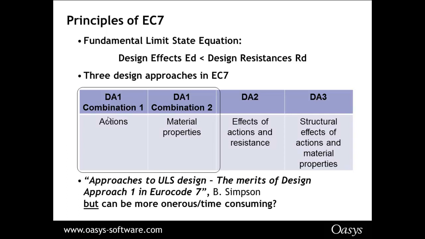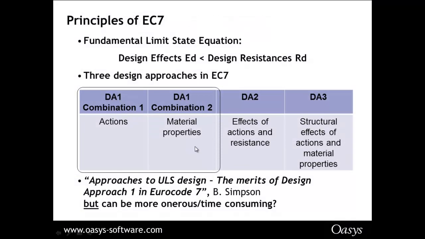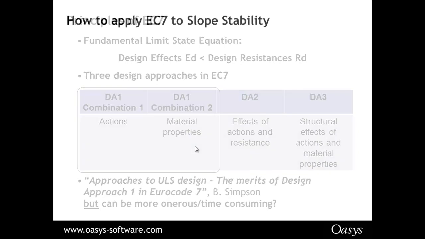There is a discussion with regards to which is best, and I suggest you have a look at the approach to ULS design, the merits of design approach 1, because it shows that there are some benefits of using it, but it can be more onerous because you've got 2 combinations. And this is how something like Slope makes partial factor analysis so easy, because it's just a click of a button instead of having to go through and factor everything. So combination 1 looks at factoring the actions, and combination 2 looks at factoring the materials. Generally, in a slope stability problem, unless you've got significant actions, you might find that combination 2 is probably going to be more onerous.